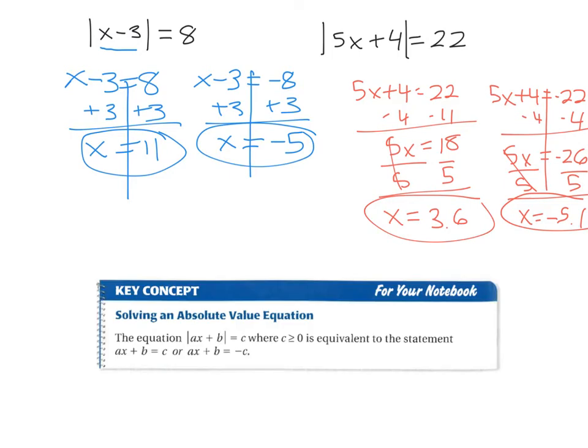This method works for all absolute value equations when we have the absolute value of an expression equal to a positive number, right? As long as c is greater than or equal to 0. C can't be negative because if an absolute value is negative, then we don't have any solutions. But if we have an absolute value that's equal to a number that's greater than or equal to 0, we can solve it by setting that expression inside the absolute value equal to positive c, and the expression inside the absolute value equal to negative c.